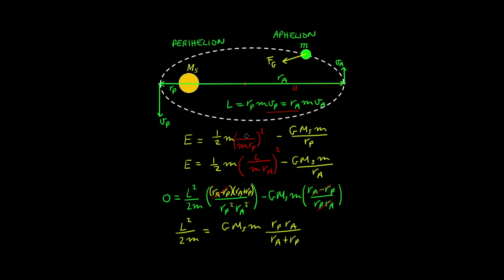And we can factor out L squared and m in this expression. And then if you do some algebra, you'll be able to write the total mechanical energy as follows. And Ra plus Rp is equal to the length of the semi-major axis of the ellipse. And this is the total mechanical energy at any point in that orbit.